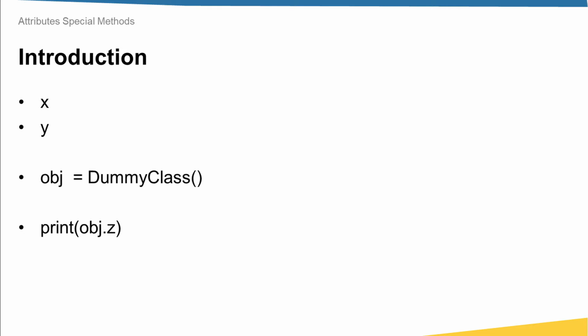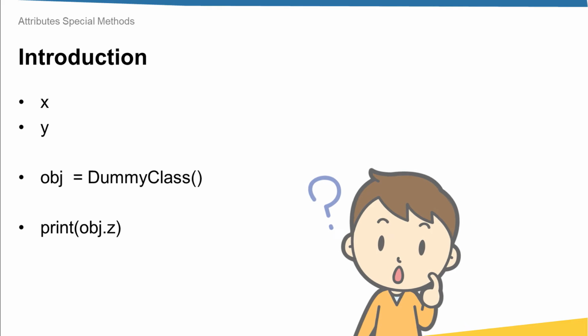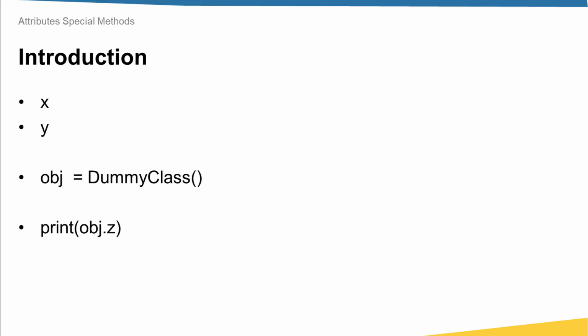Assume that you have a dummy class in which there are two instance attributes, x and y. After that, you defined an object from this dummy class, and you decided to print object.z. It's clear that this z attribute is not available in this class, and in this case you will get an error. So why will you get this error? And what happens behind the scenes when we want to set or get an attribute? This is what we will learn about in this lecture.